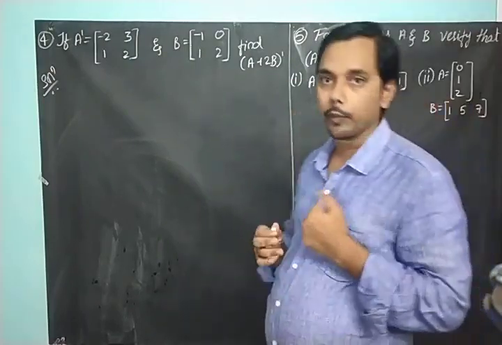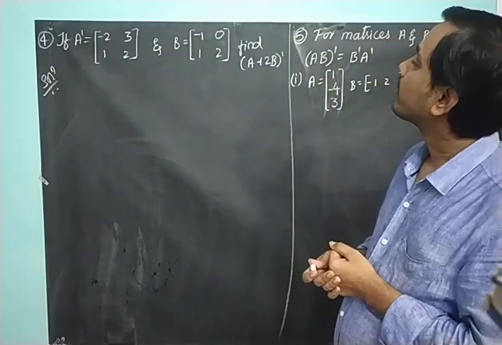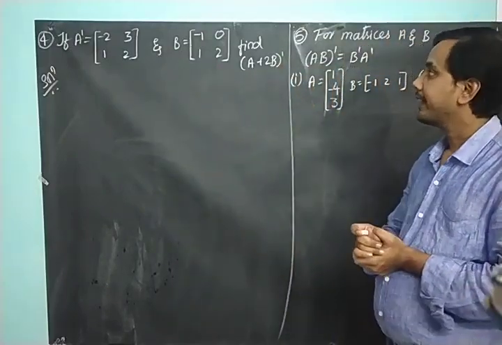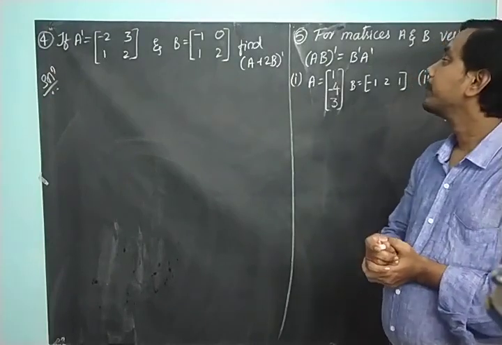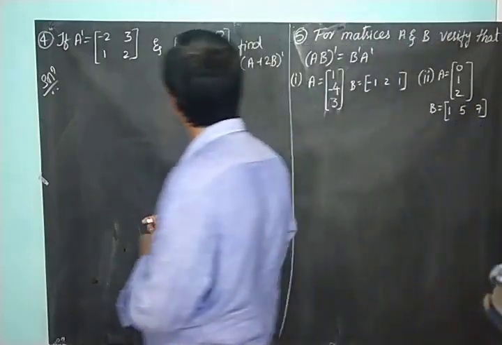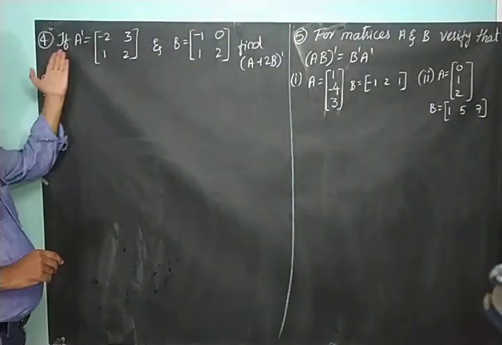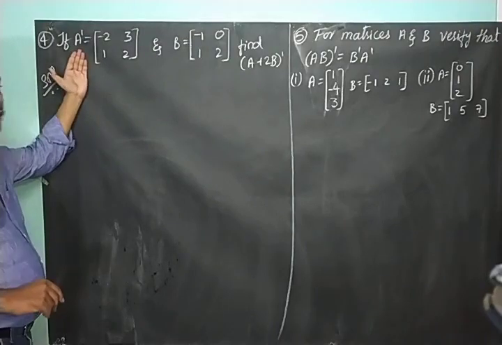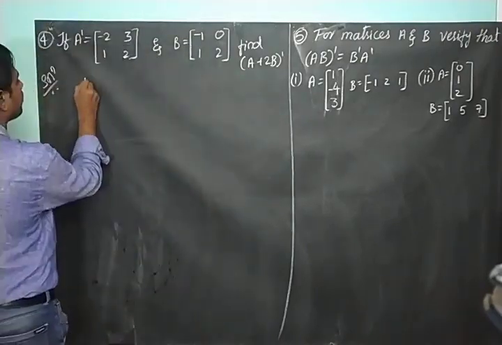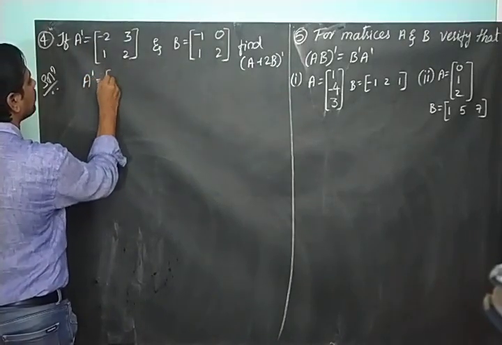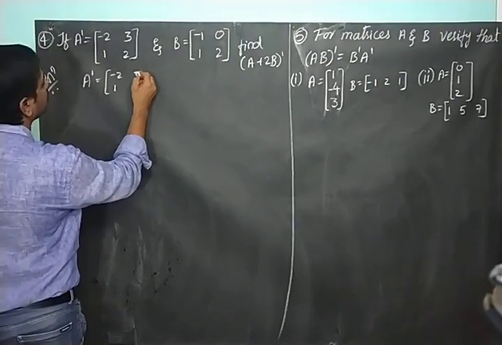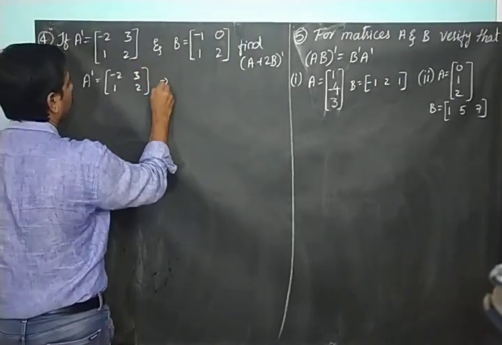There is the fourth problem of your third exercise. Here what have they given? They have given A dash and then they have given B. What should we find here? (A plus 2B) whole dash. So how to do this one? A dash is given. We need to get A out of this because we need A here. A dash is minus 2, 3, 1, 2. What will be A?